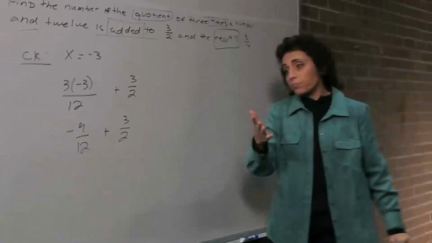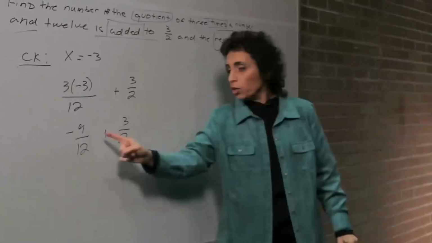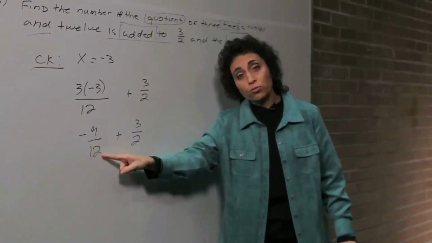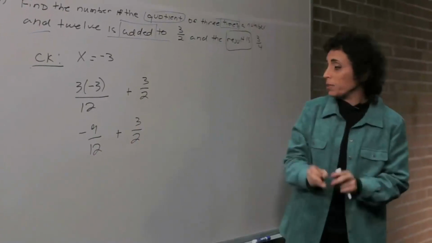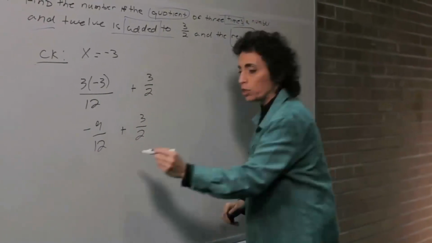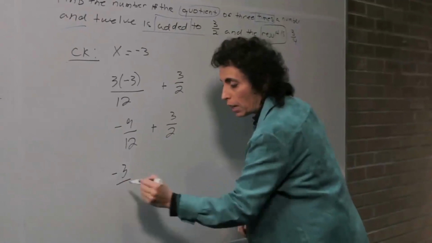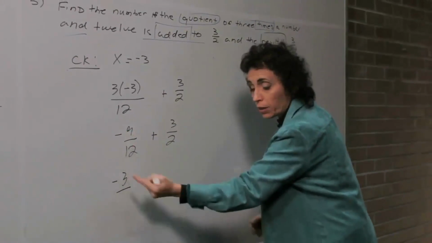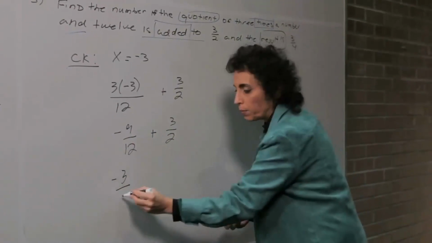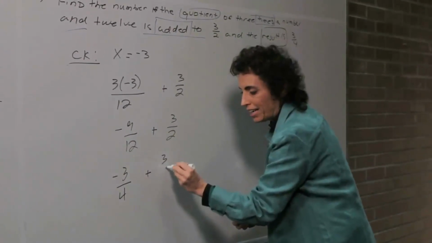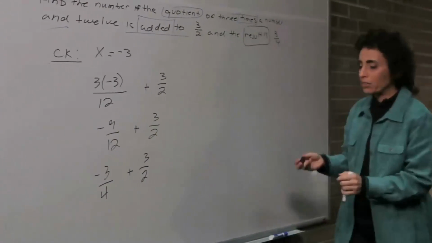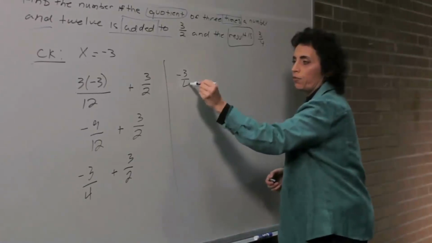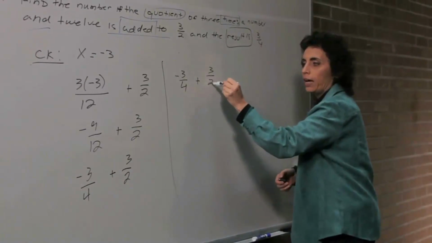Now, this is actually up to you. You can work with this and use a common denominator of 12, or you can reduce this fraction. I like to reduce the fraction, but that's absolutely up to you. So I'm going to reduce this fraction. I'm going to divide the top and the bottom by 3. So -9 divided by 3 is -3. 12 divided by 3 is 4. I just like to use a smaller fraction, but that's up to you. So here's what I have so far. I have -3/4 plus 3 halves.